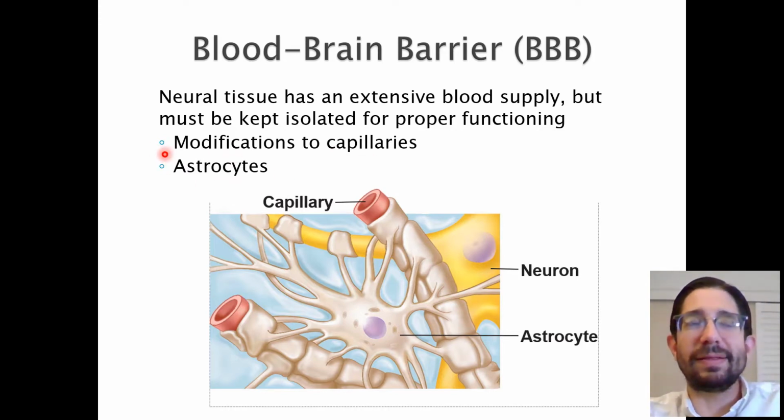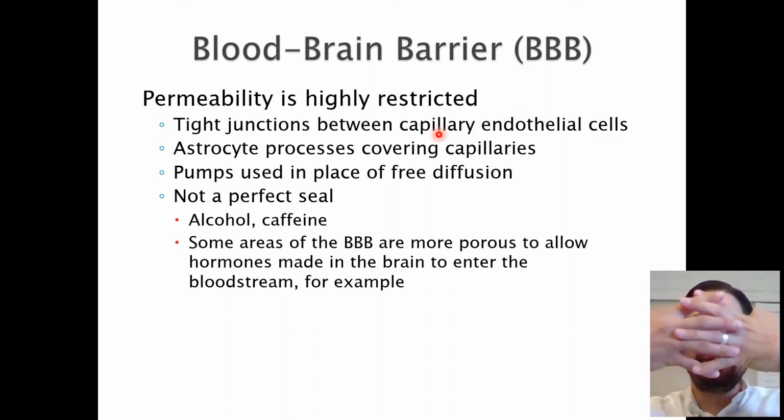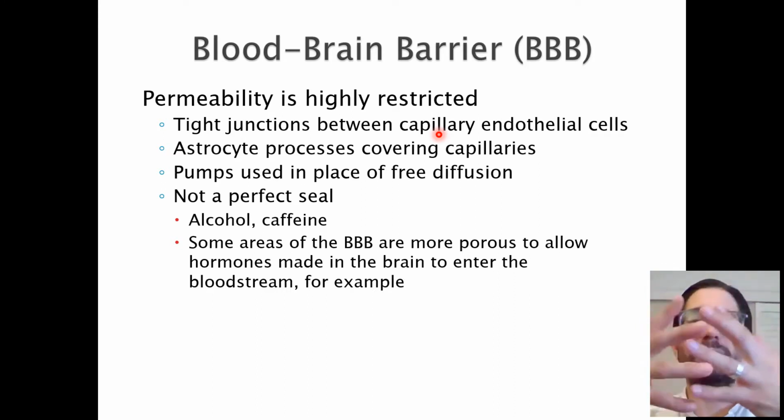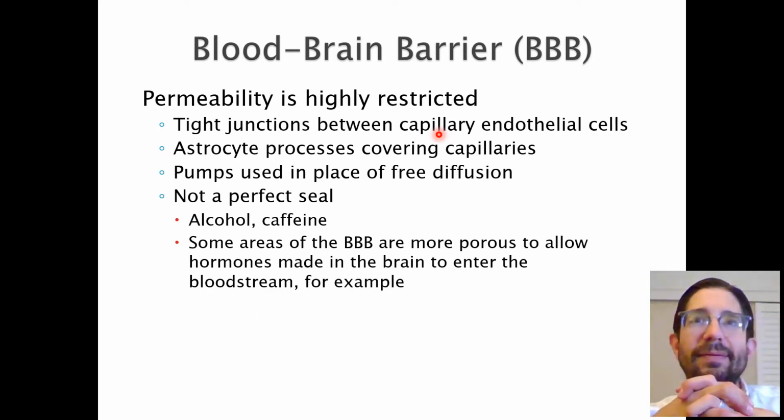These are two ways that the blood-brain barrier is more tightly controlled than other places in your body. And we could talk about that a little more. When I say that the capillary cells are modified, I mean that instead of having cells kind of like this, where nutrients and things can flow out pretty freely, the cells are much more tightly connected.